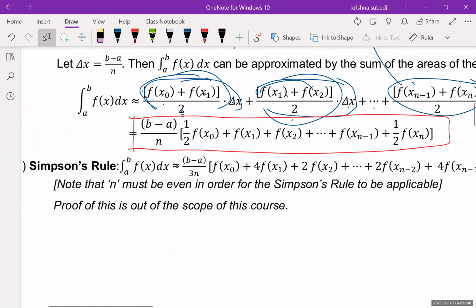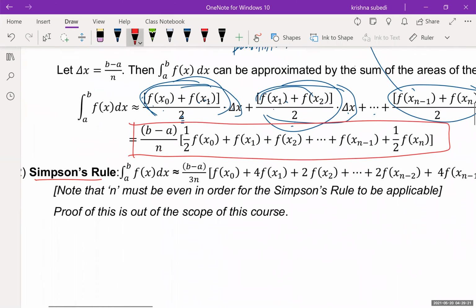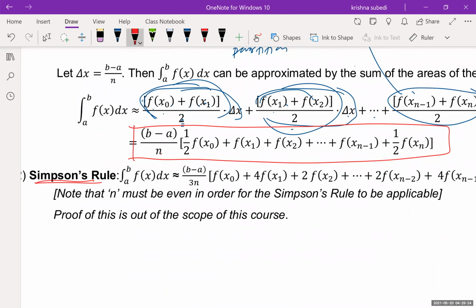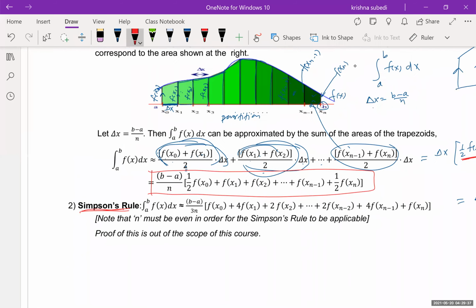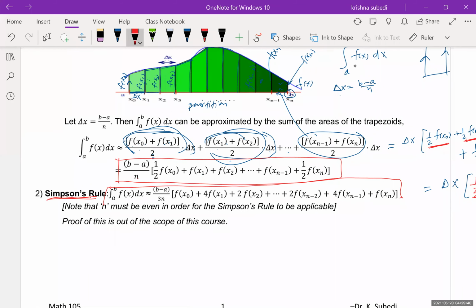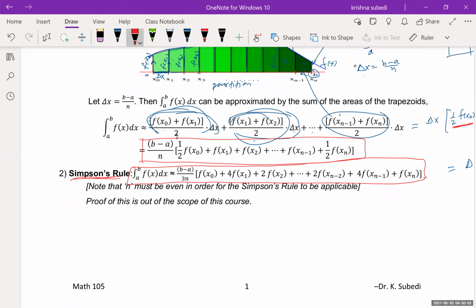Another method is called Simpson's Rule. In Simpson's Rule, what Simpson actually did is, instead of dividing this into trapezium, he tried dividing it into parabolas, and so he came up with this formula. The proof of this formula is out of the scope of this course. If you take a higher math course in the future, probably you will prove it there, but I'm going to provide the proof in my lecture notes just in case you are interested. But again, this is not required for this course. So this is the formula that we'll be using to approximate the integral.